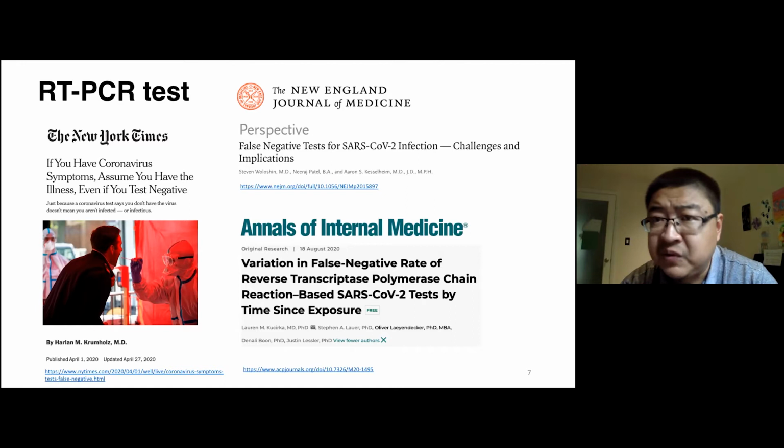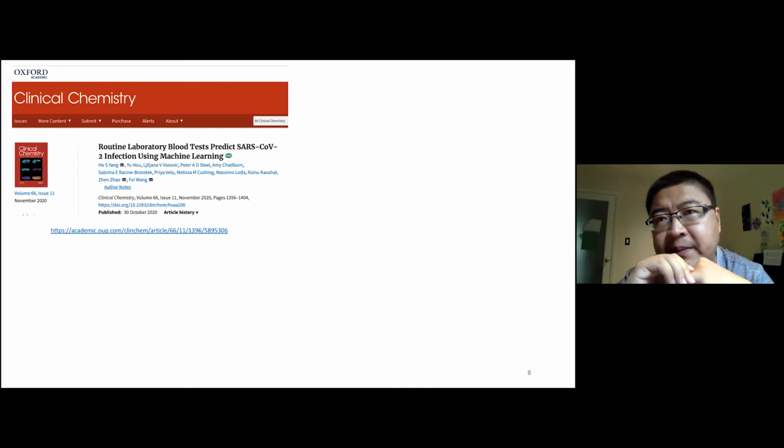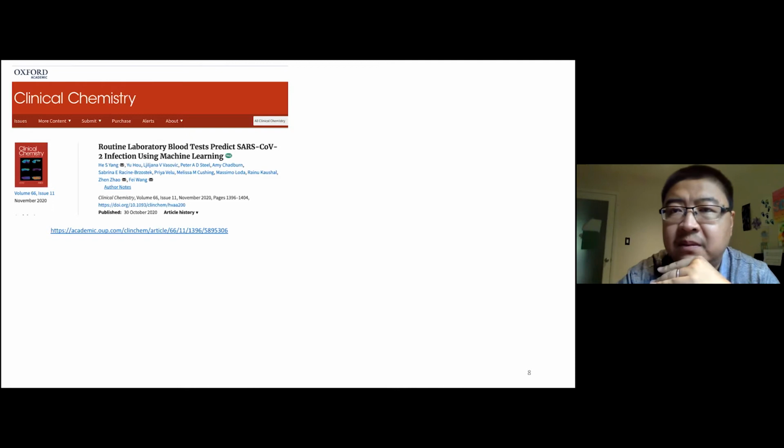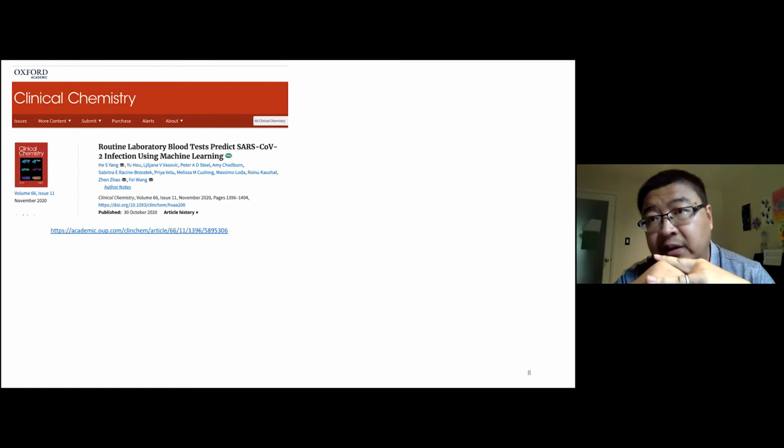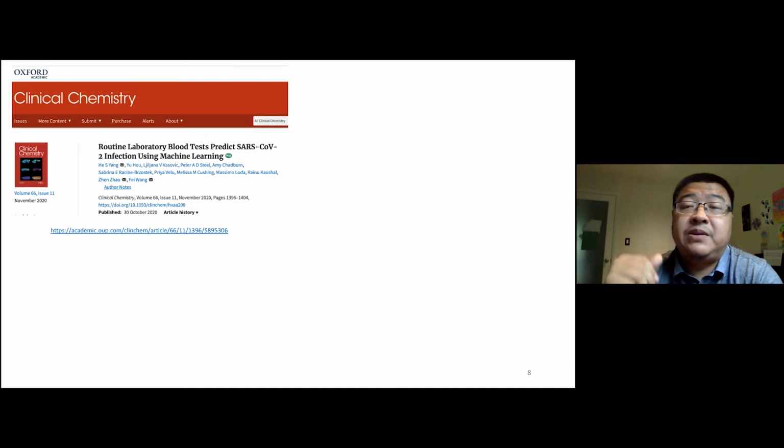So then, by collaborating with the clinical lab medicine here at New York Presbyterian Hospital, we were thinking of whether it is possible to build a computational model based on machine learning, as a supplementary tool to support the clinician's decisions on judging whether the patient has an actual SARS-CoV-2 infection or not.